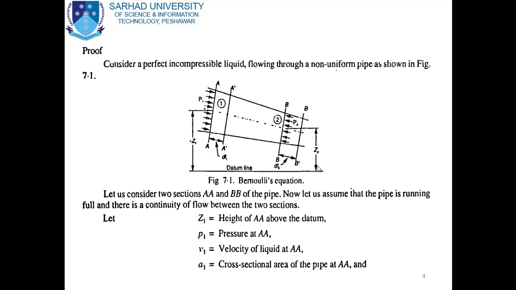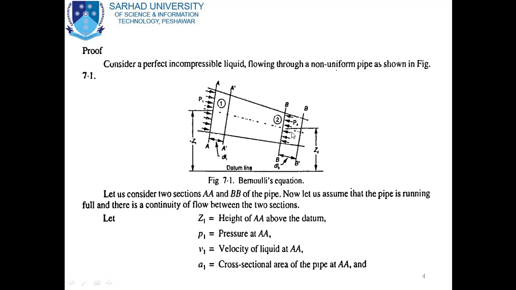In order to prove Bernoulli's equation, we will consider a perfect incompressible liquid flowing through a non-uniform pipe as shown in figure 7.1. As you can see, we have a liquid flowing through a non-uniform pipe. Let us consider two sections AA and BB of the pipe. As you can see, two sections AA and BB we have selected.